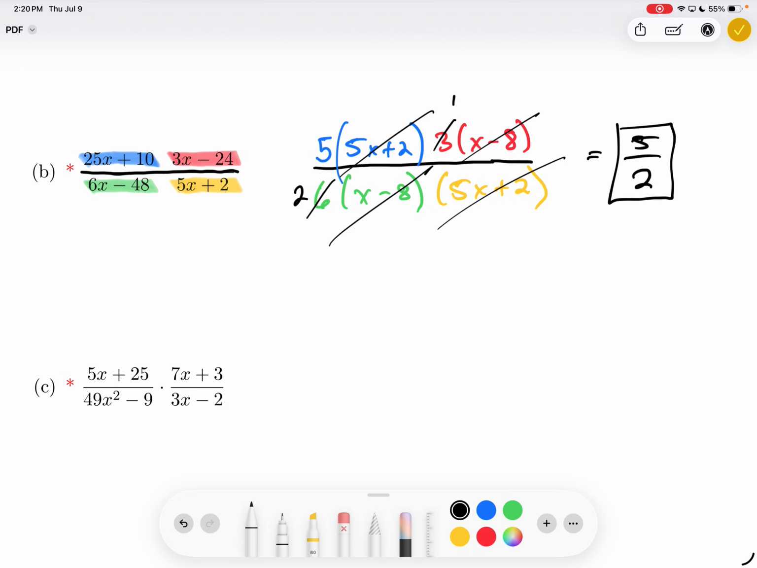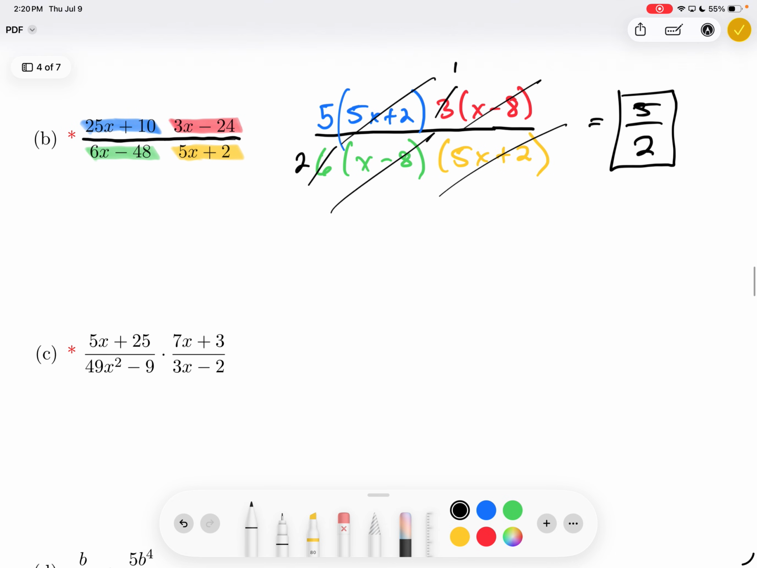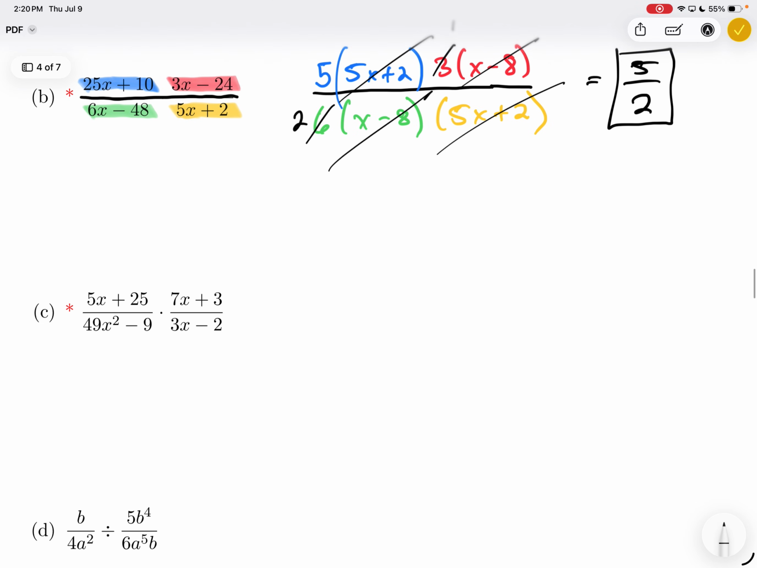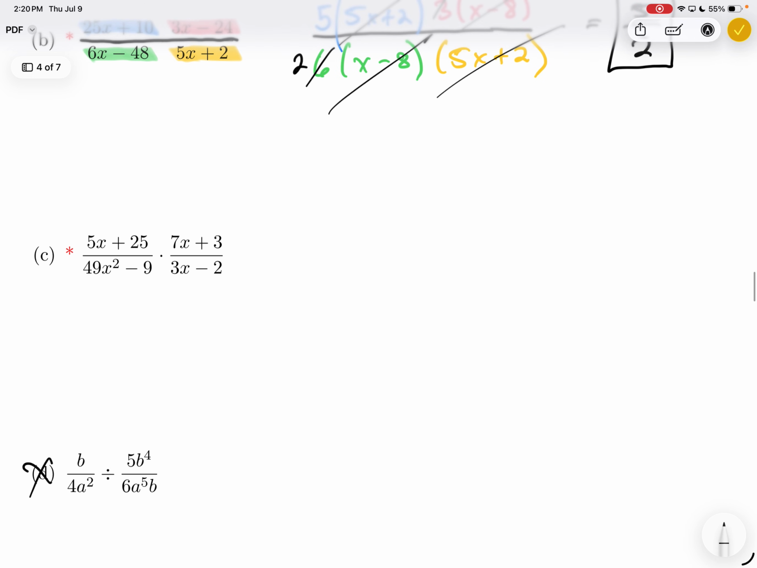Not everything's going to cancel out every time like that, but at least one thing. I feel like there's one of these weird ones on the test, a big one, and only one thing cancels out. But at least one thing should cancel out every time when you do that. It's not guaranteed, but should. I don't think I'm going to do that one.